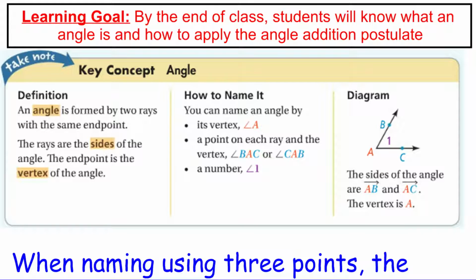Here are a couple other quick pieces of vocabulary. The actual rays in an angle we call the sides of the angle. We don't necessarily refer to them as rays, but they are rays. And the endpoint that they share is called the vertex of the angle.